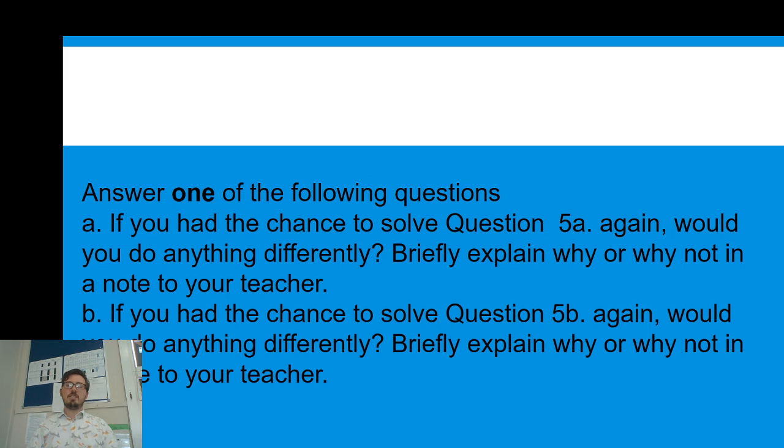And B, if you had a chance to solve question 5b again, would you do anything differently? Briefly explain why or why not in a note to your teacher. So maybe there was a better way you could have solved 5b. Maybe you worked on it for 5-10 minutes and your strategy just wasn't really working, and then you tried a different strategy and straight away you got the answer. So think about, could you have done it a bit differently, and explain why? Or was your strategy the best way? If your strategy was the best way, explain why.